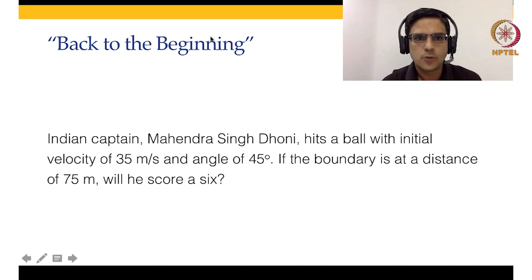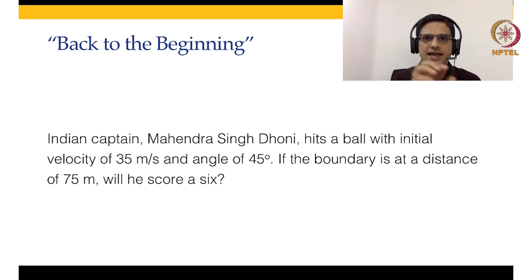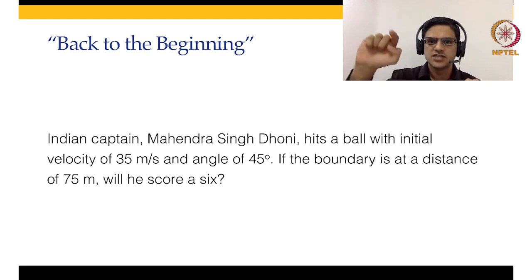Now, back to the beginning. In lecture 1.1, I had given a motivating example. The example was Indian captain Mahendra Singh Dhoni hitting a ball with an initial velocity of V0 at an angle given by theta naught, and we need to find out where the ball is going to land. To set up the problem, we have initial velocity and initial angle, and therefore we have the velocity in the horizontal component and in the vertical component. We are starting at x equal to 0, y equal to 0 with a velocity of 35 in this direction.